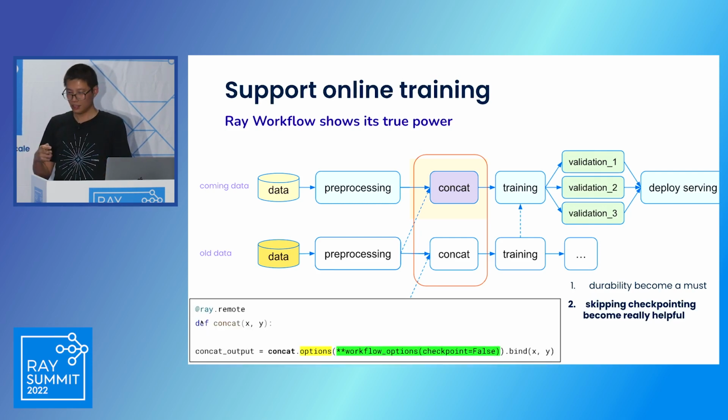And what you can do is basically specify an option here. For details, you can look into our doc. It's to skip checkpointing for this concat workflow task.